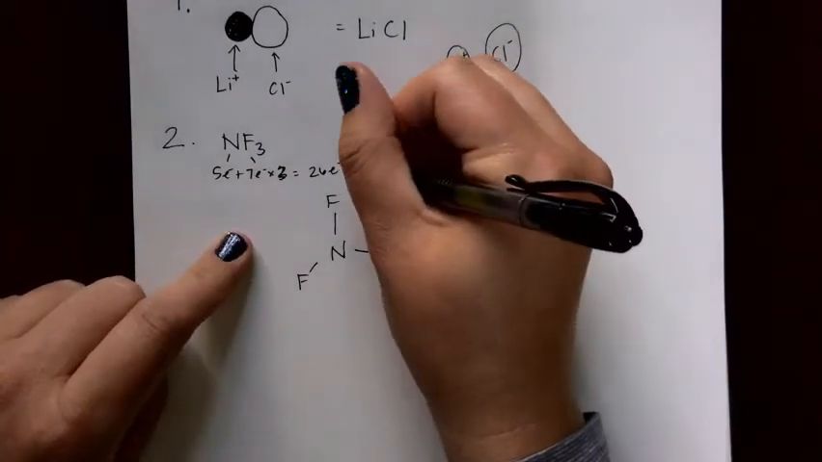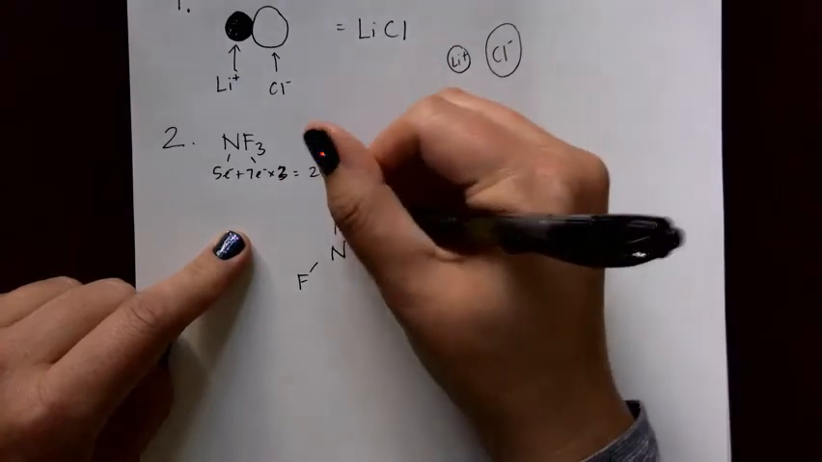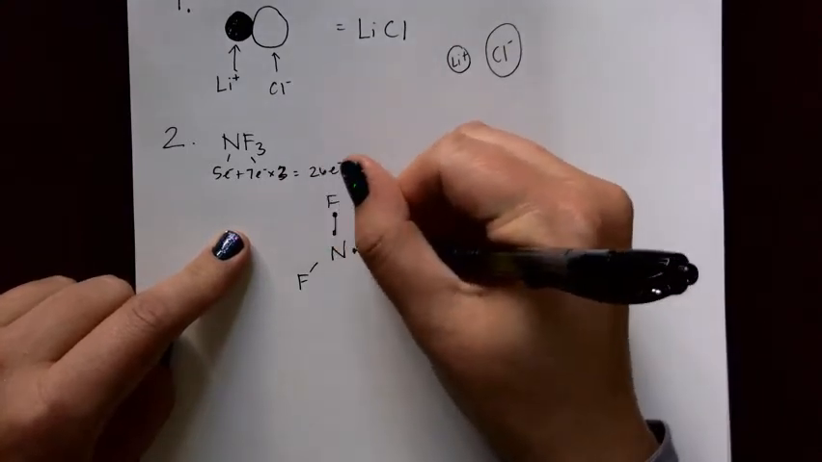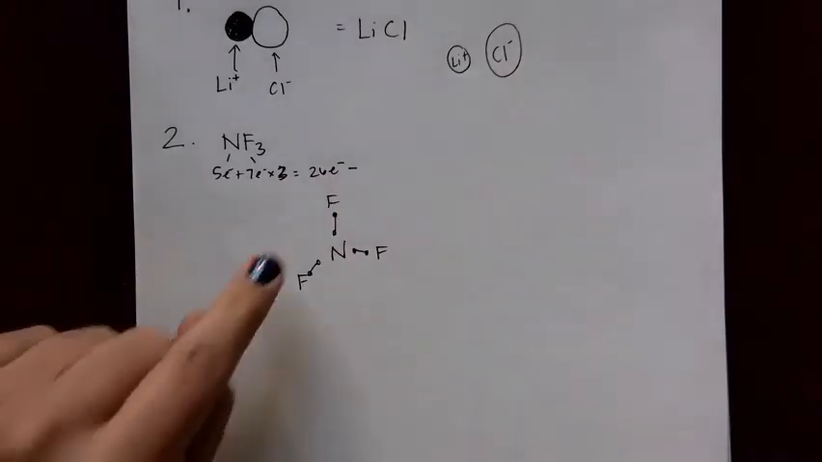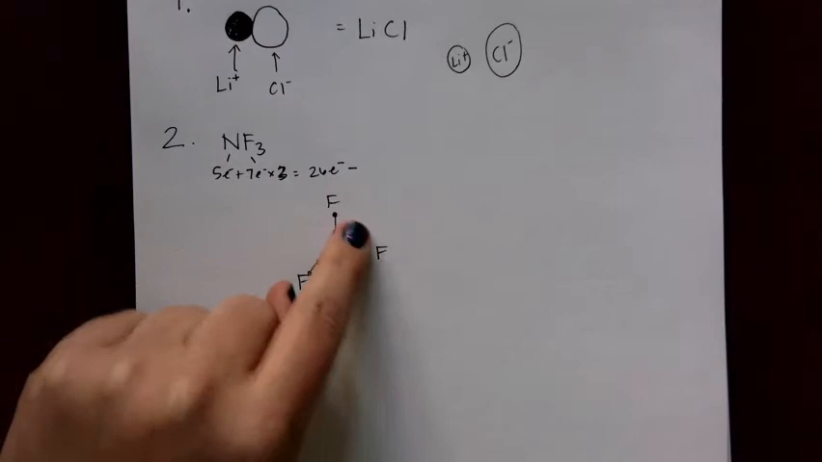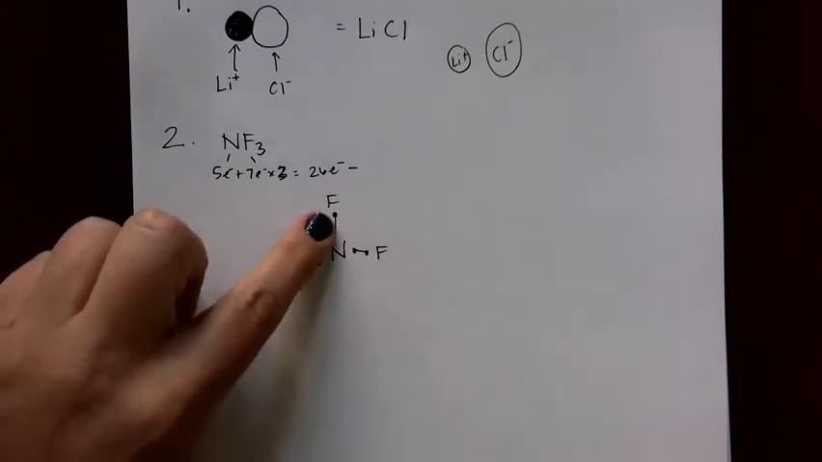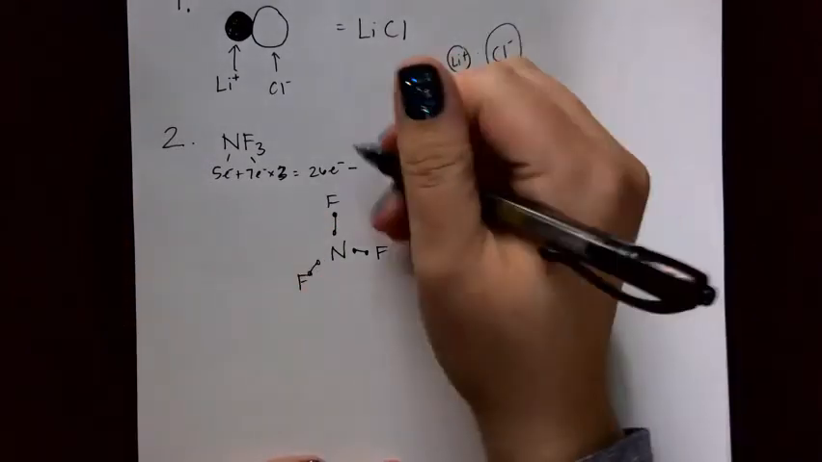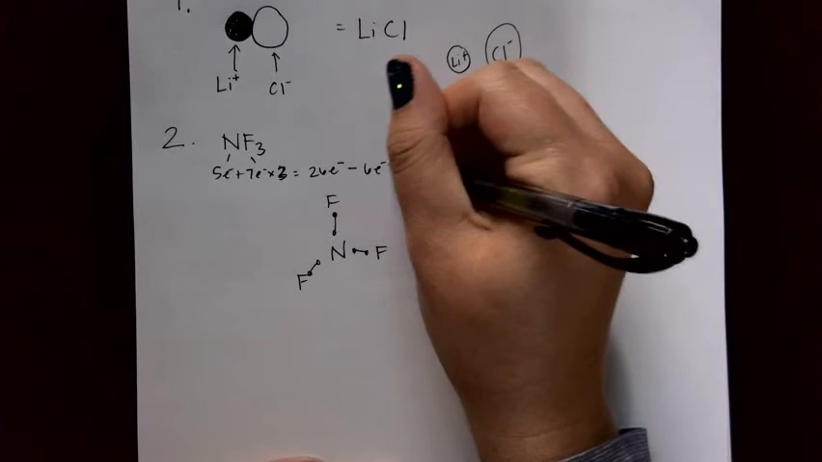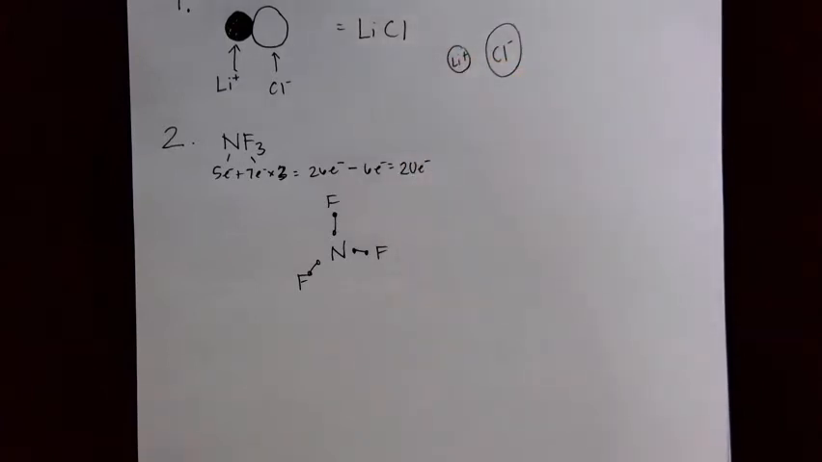draw 3 lines, and each line in this Lewis structure represents 2 electrons that are shared between those elements. So nitrogen is sharing electrons with fluorine, and I have 6 represented in my picture. So what I do is I take 3 lines times 2 electrons represented by each line. So I'm going to subtract 6 electrons here, which leaves me with 20 electrons to put in my picture.